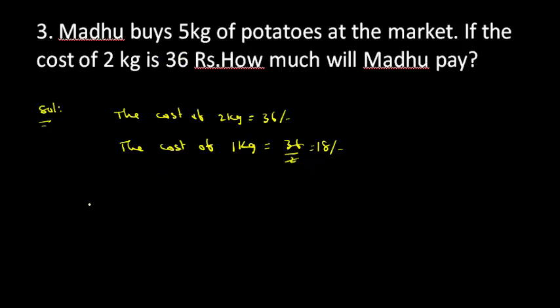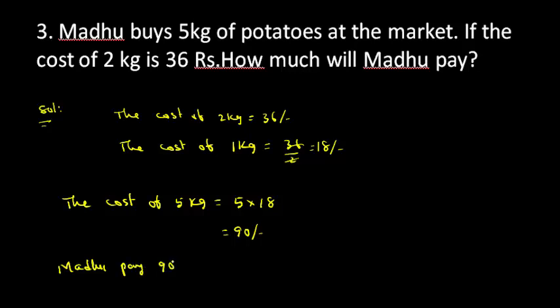What is the cost of 5 kgs? The cost of 5 kgs equals 5 into the cost of 1 kg, 18 rupees. 5 eighteens are 90 rupees. Madhu pays 90 rupees to the shopkeeper.